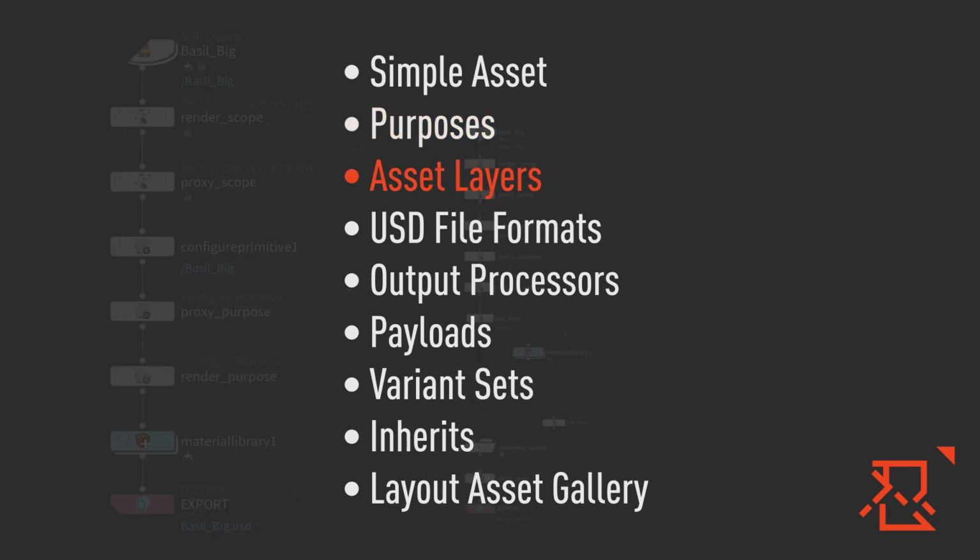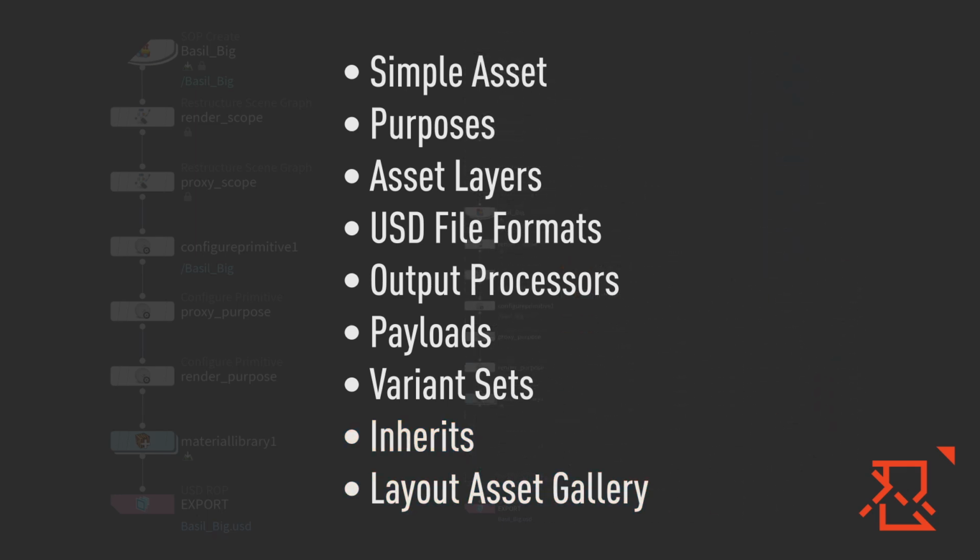Next, we'll cover how to split our asset into multiple layers, the various USD file formats and extensions, and using output processes to export all of our files and textures to the same location. Then we'll cover most of the composition arcs we missed. Payloads, for selectively loading and unloading scene elements, variant sets, for switching between scene variants, and inherits, for broadcasting overrides to scene elements. And then after all of that, we'll look at importing our asset into the layout asset gallery.